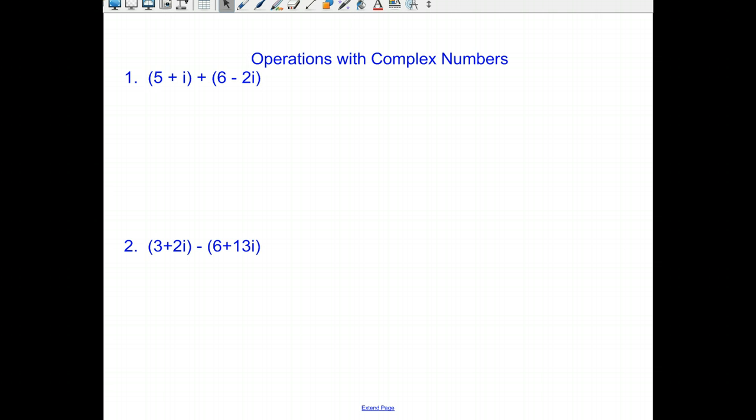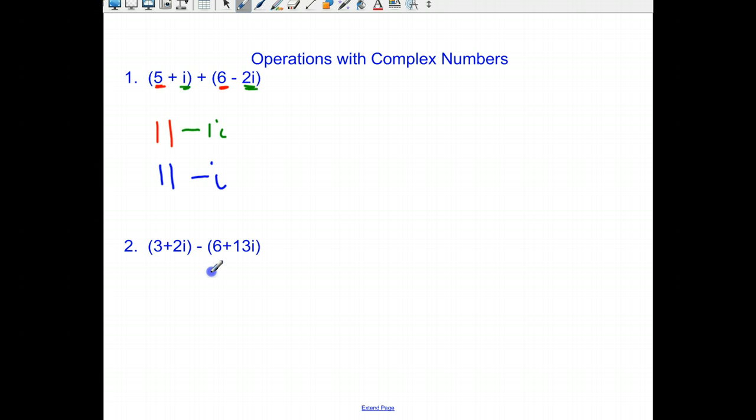We can do all kinds of operations with complex numbers. For example, we can add them and subtract them. In order to add and subtract, you just need to treat them as if they were like terms. So here we're going to add the 5 and the 6 to get 11. And then we'll add the 1i with the -2i to get -1i. Or if you prefer, you can just write it 11 minus i.